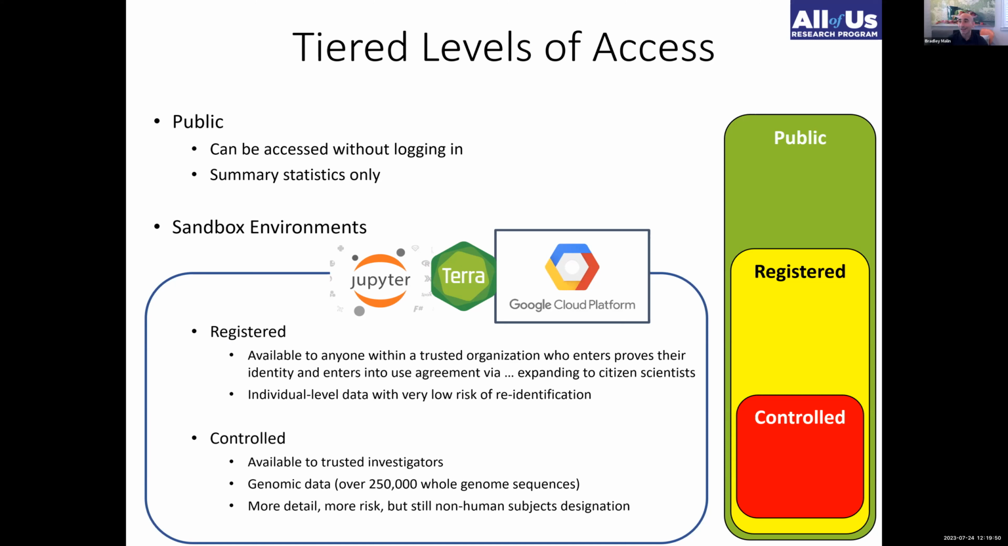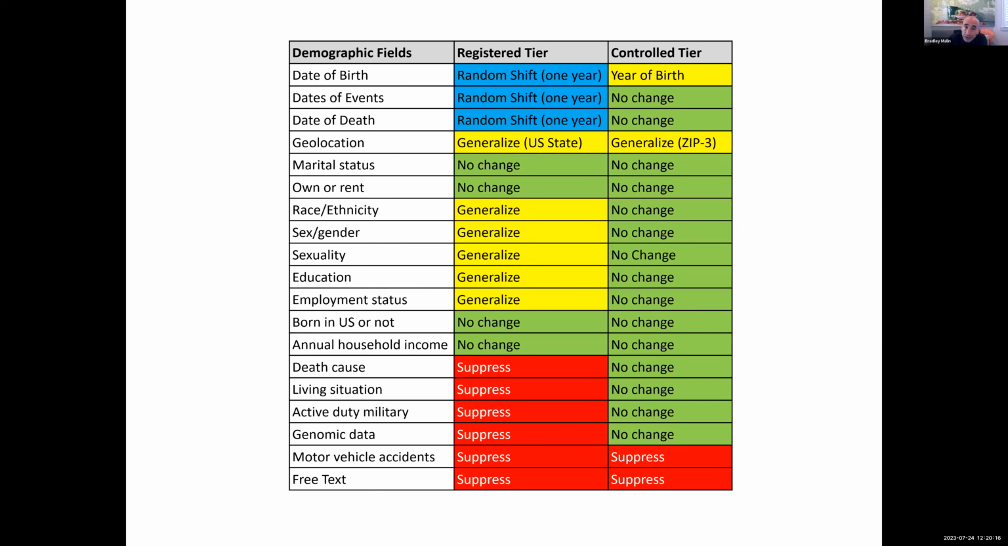Those are still our trusted investigators, and it's in that zone where we've put the genomic data. We're now at 250,000 whole genome sequences, and we've got more detail around some of the demographics of these people. Importantly, though, the way that this is still set up, both of these environments are considered to be a non-human subjects designation under the Common Rule, and the NIH's IRB has approved it as such. How did we get there?